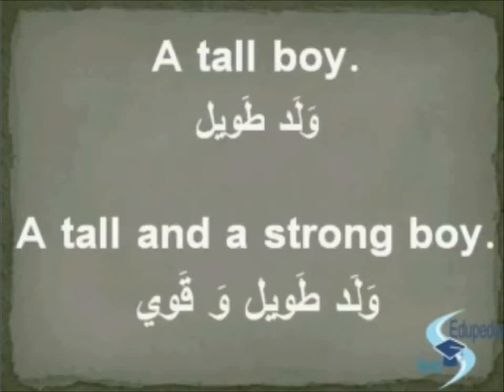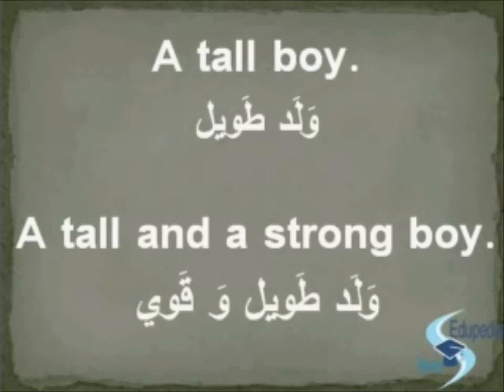First, let's see how to create an indefinite phrase like a tall boy. Tall is طويل. Boy is ولد. So in Arabic, a tall boy, you say it like a boy tall. You put the noun first, then the adjective. A tall boy is ولد طويل. And ولد طويل is an indefinite phrase.